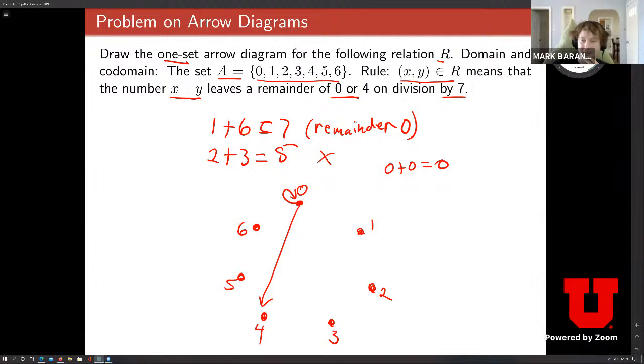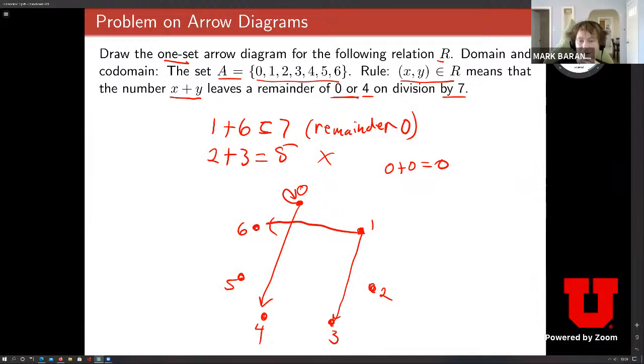Moving on to 1. Is 1 and 1 in the relation? Nope. 1 and 0? No. 1 and 2? No, that's 3. 1 and 3, that's 4, so that one is in the relation. 1 and 4 is 5. 1 and 5 is 6. 1 and 6 is 7. And then I'll just go faster.